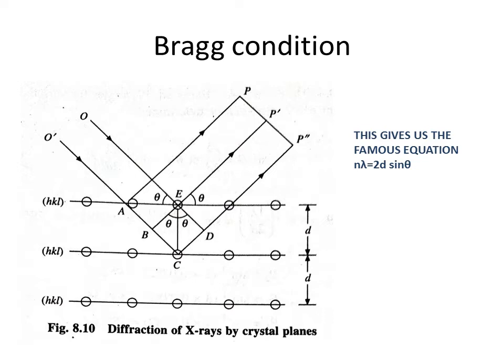So for a given grazing angle theta, the diffraction or Bragg condition will be satisfied when n lambda is equal to 2d sine theta. Which means along this direction, when you actually do the XRD experiment, we will be able to see a bright beam coming, or if you keep a detector over here it will record high intensity, or if you take a photograph you will be able to get a bright spot in this direction. So this is the Bragg condition.